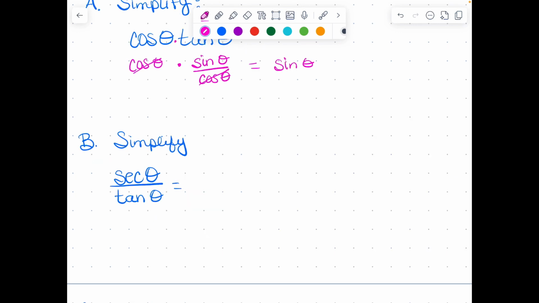For a moment, see if you can do it, and then come back and you'll see the results. Secant of theta can be written as 1 over cosine of theta. Tangent can be written as sine of theta over cosine of theta. And then these are a fraction divided by a fraction, so we're going to set these up in a way that we can hopefully reduce something. So then we multiply by the reciprocal.